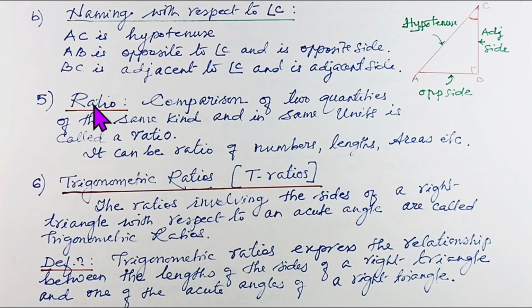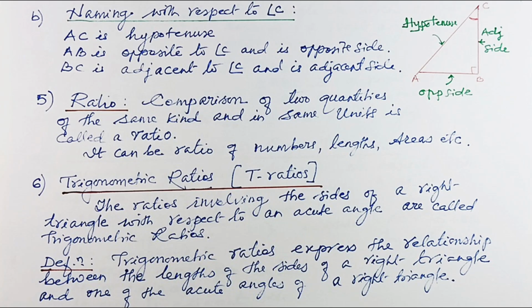Now, coming to the meaning of ratio. Comparison of two quantities of the same kind and in the same units is called a ratio. And if ratios are equal, then we say they are proportional. The ratio can be of numbers, lengths, areas, etc. Remember that.